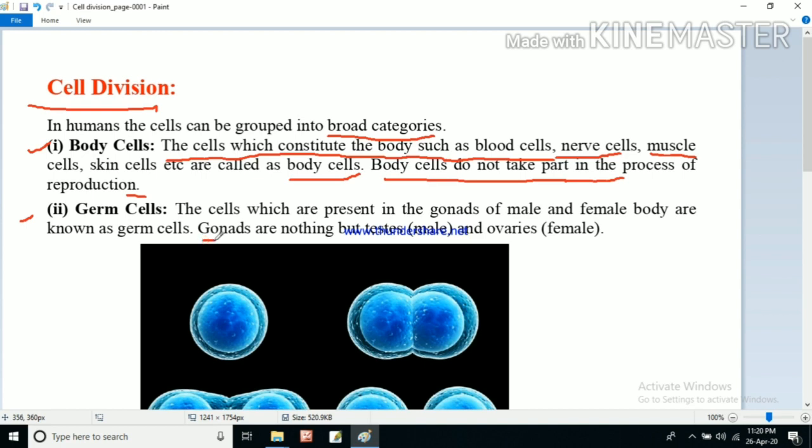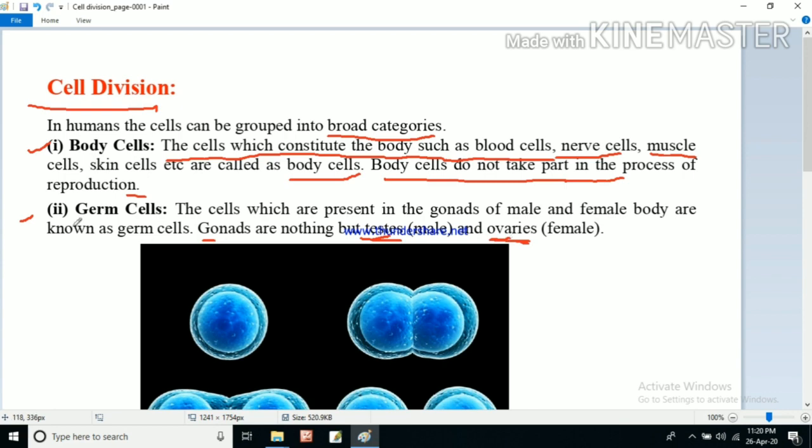Gonads are nothing but the testes in male. In male one organ is there, known as the testis, and in female there are ovaries. So the testes and ovaries are the gonads of male and female. In male we have testes, and in female we have ovaries. These germ cells are present in the testes for male and in the ovaries for female. Male germ cells are present in the testes, and female germ cells are present in the ovaries.